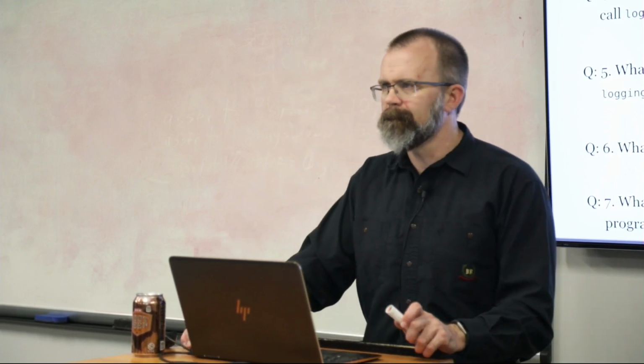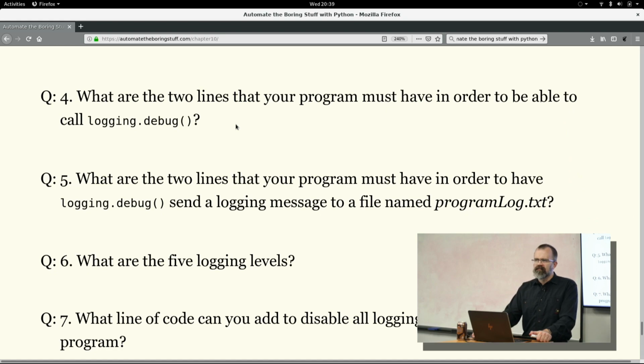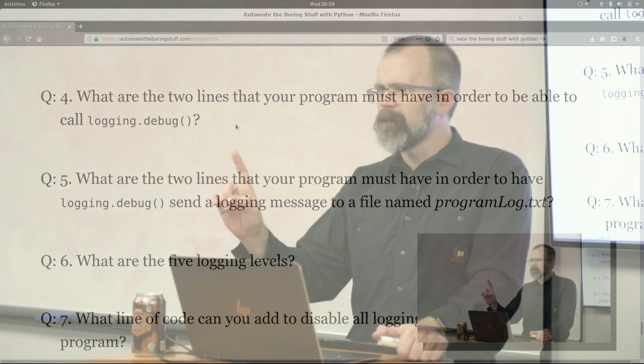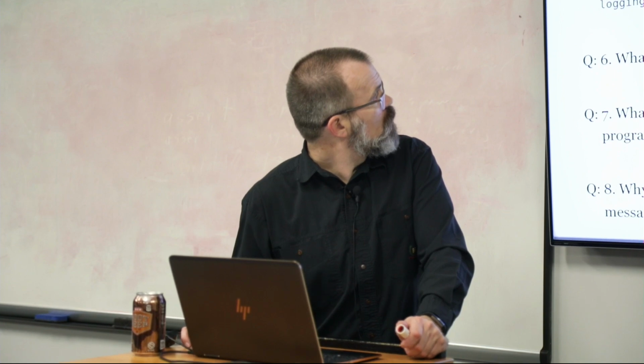What are the two lines your program must have in order to call logging.debug? Import line, good. And some sort of config line, right? Yeah, you can use basicConfig. There's other configs too, but you've got to configure it. Okay? What are the 5 logging levels?